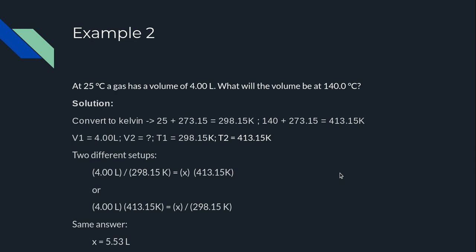There are two different ways that this can be set up. It can either be V1 divided by T1 equals X divided by T2, or V1 times T2 divided by T1 equals X. Either way, you get the same answer of 5.53 liters.